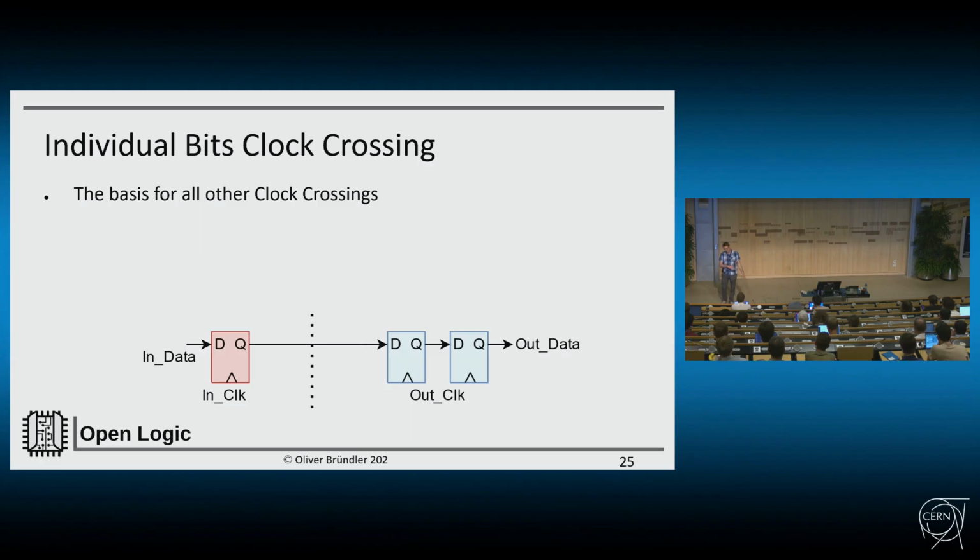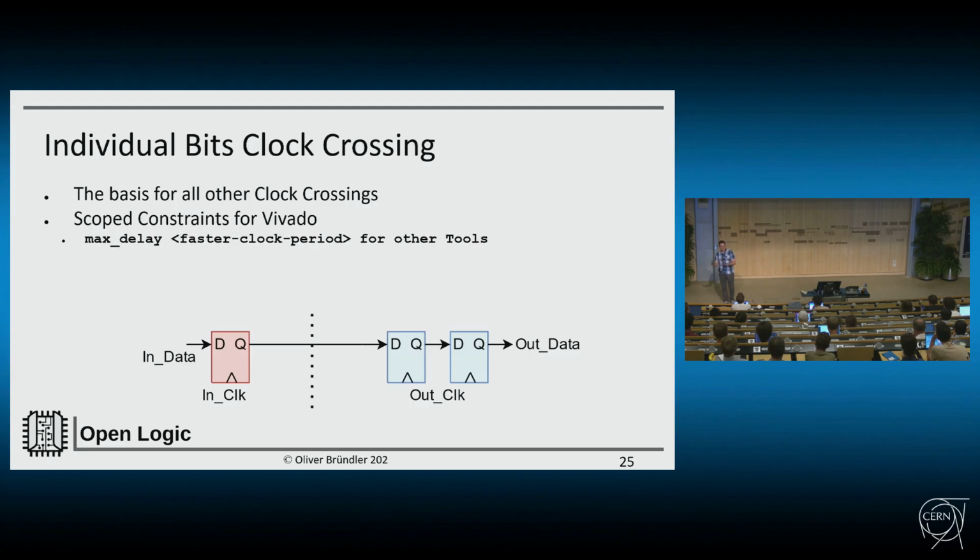So in OpenLogic, we have, I think, 8 to 10 or the likes different clock crossings, and all of them use this one clock crossing for individual bits. And this also means that whatever we do here, we can reuse everywhere. It comes with scoped constraints for Vivado. So if you have that clock crossing in your project, Vivado automatically does the timing constraints for it. If you are not using Vivado, you can manually constrain it, but always with the same constraint, max delay for the faster clock period.